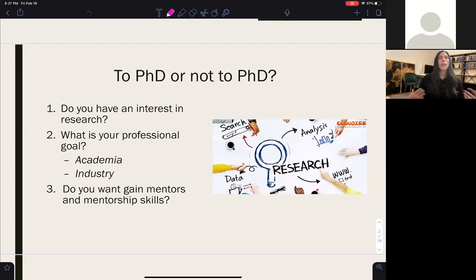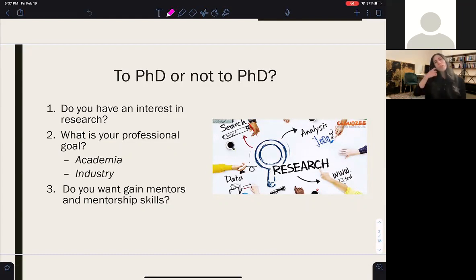I thought about this, and I really think the core question here is, do you have any interest in research? You have to ask yourself, either you have experience in research and this is something you really enjoy doing and want to further pursue, or maybe you don't have experience in it, but it's something you're trying to get experience in. If that's something you're interested in, the next thing you can ask yourself is, what is your professional goal?